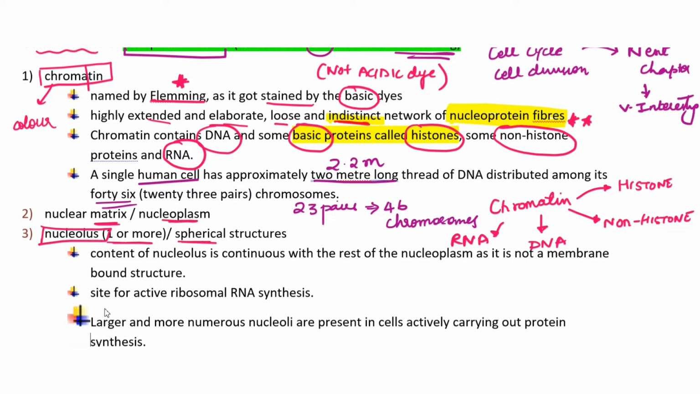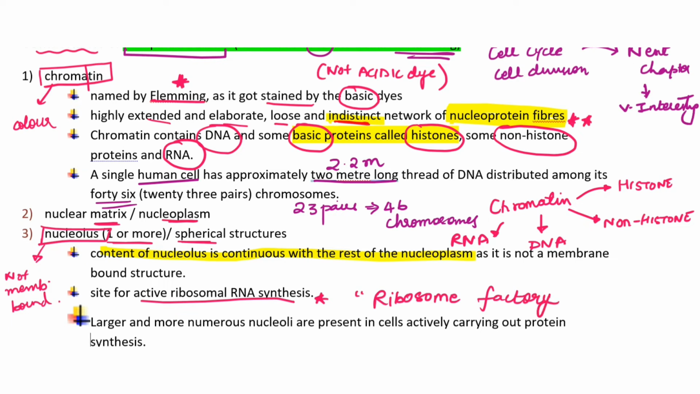So more about nucleolus, let's see. The content of nucleolus is continuous with the rest of the nucleoplasm. Why? Because nucleolus is not bound by any special membrane. And it is a site of active ribosomal RNA synthesis. There are different types of RNA, mRNA, tRNA and rRNA. This you will learn in the next grade, grade 12. So nucleolus is not a membrane bound structure, it is the site of rRNA synthesis. Remember, that's why nucleolus is known as the ribosome factory.